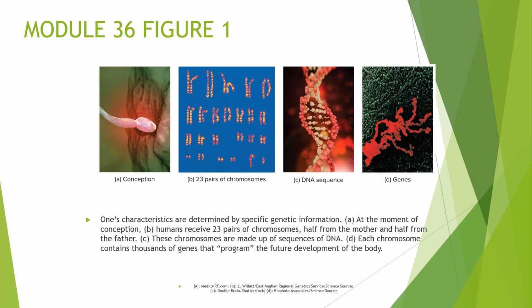So this is going through and showing you exactly what happens. So at conception, you then get 23 pairs of chromosomes, one pair from your mother, one pair from your father. These then help in this sequence. The chromosomes make up the sequence of DNA, and then each chromosome contains thousands of genes, and that helps with your genetic makeup.